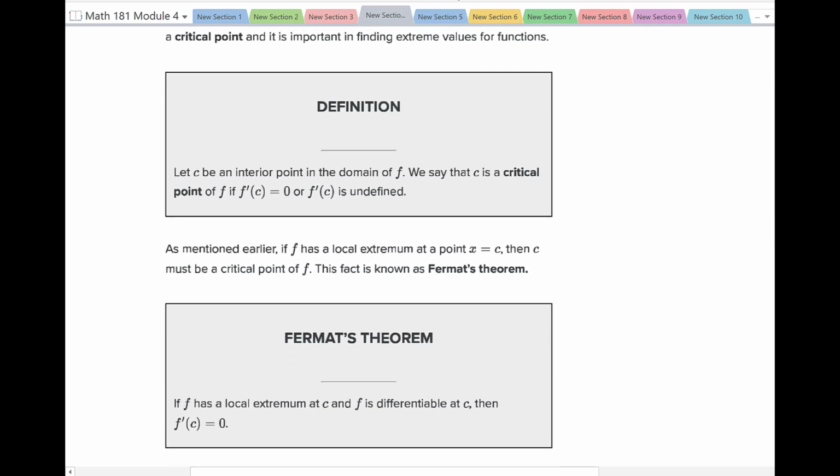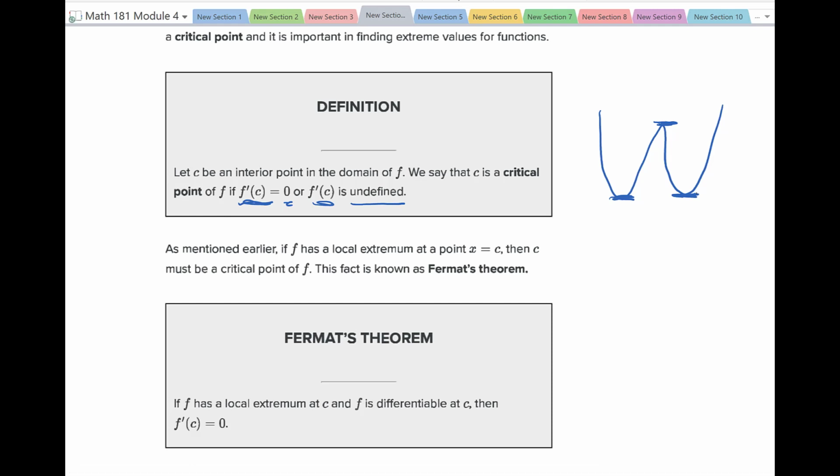Another definition. Let c be an interior point in the domain of f. We say that c is a critical point of f if f prime at c, that's the first derivative at c, is equal to 0, or f prime of c is undefined. So this gives us different ways to find these critical values. This happens when the slope is 0 or it's undefined. And so think about what that looks like. If you have a curve like this, right here, and right here, you're going to have slopes of 0. And so those will correspond to these extrema, whether they be local or absolute.